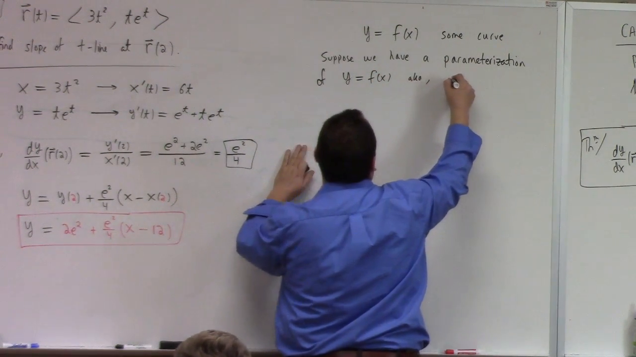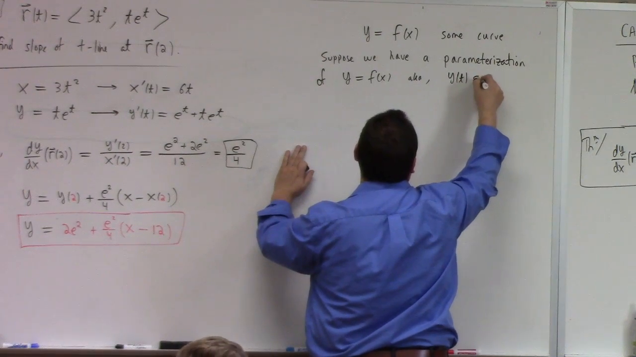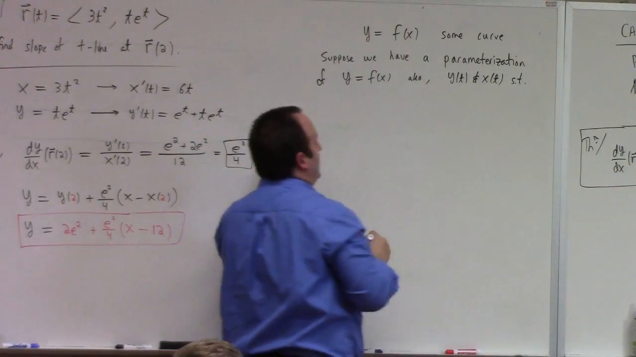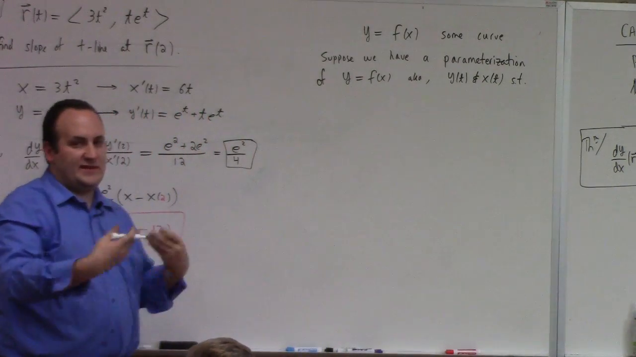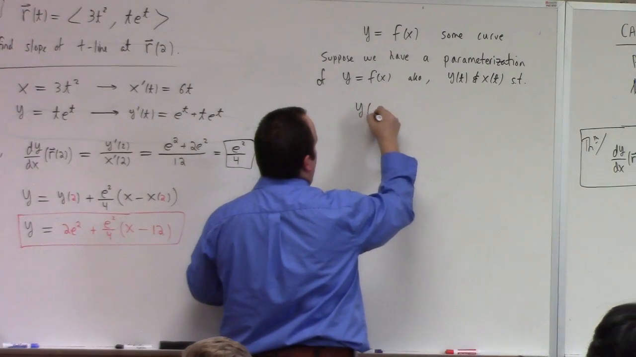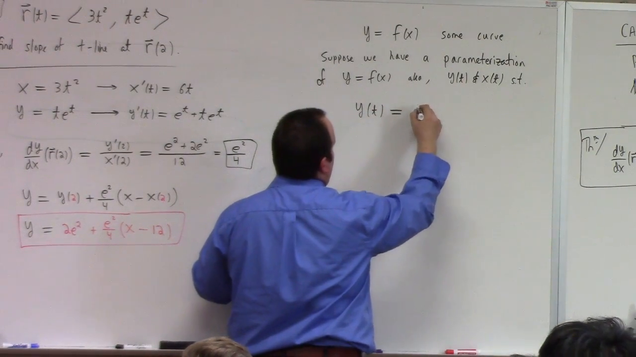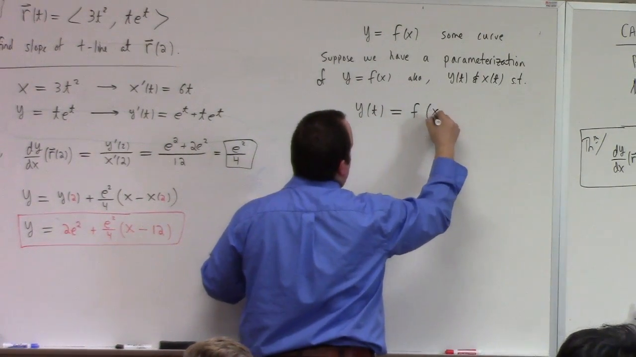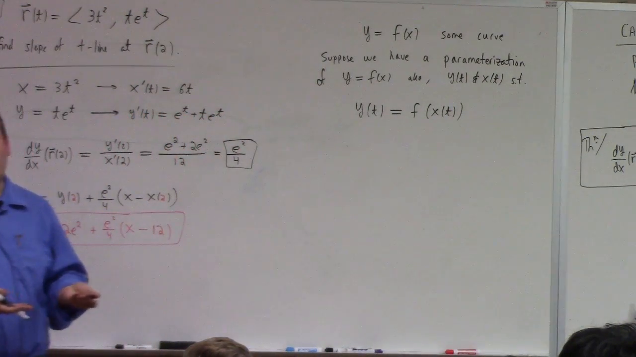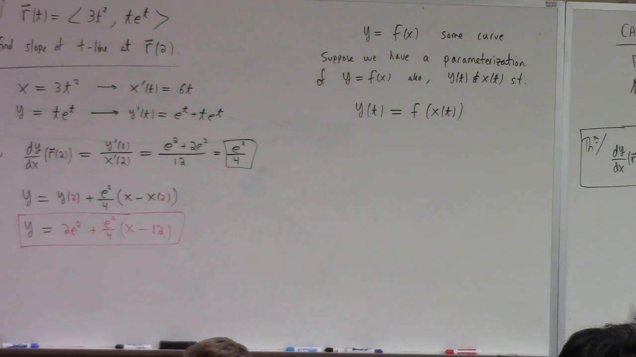AKA, there's y of t and x of t functions, right? Such that what? What's the deal with this function y of t and x of t? What can you do to it? We've got y of t equal to f of x of t. That's what that means. For it to be a parameterization of the curve, it means there's a formula for x and a formula for y, that when you put them into the defining equation of the curve, they work. This is a parameterization.